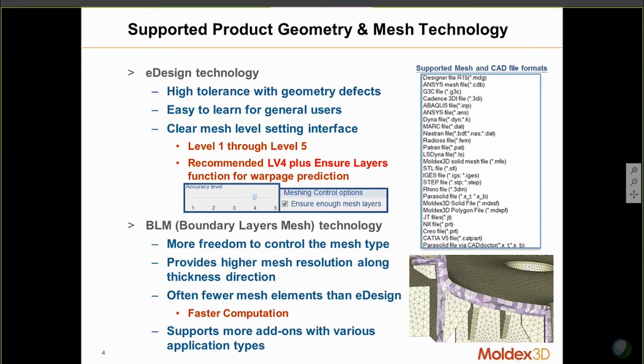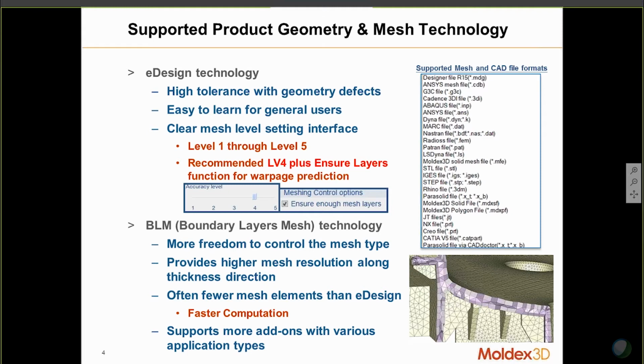For the part of eDesign, it's an auto-generated solid mesh with a very simple concept. Tolerance of geometry defects is high and it is suitable for most shapes of geometry. There are 5 levels in eDesign mesh. More precise results can be obtained for the mesh with a higher level. Normally, we will suggest the user to use level 4 with an ensure layer for the one who wants to check warpage results or a better flow pattern.